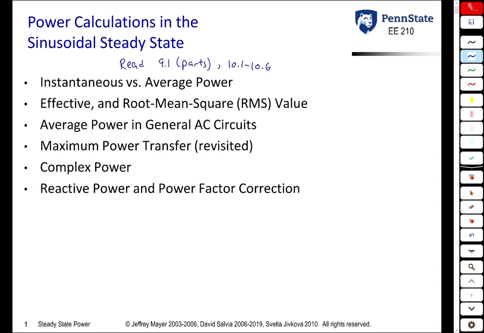We're first going to talk about instantaneous versus average power. Then we're going to introduce something called effective or root mean square value of a signal, and that's covered in section 9.1, and then again in section 10.2 and 10.3. We are then going to use the concept of RMS value to calculate the average power in a general AC circuit. That's covered in sections 10.4 and 10.5. And finally, we're going to talk about maximum power transfer, which is covered in section 10.6.